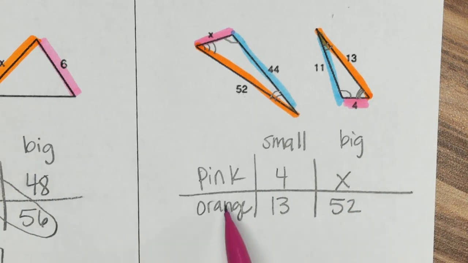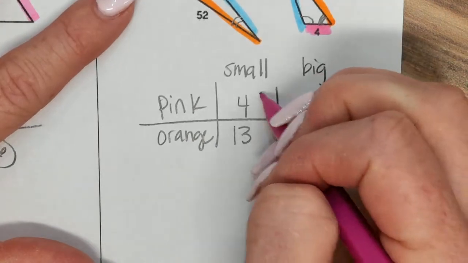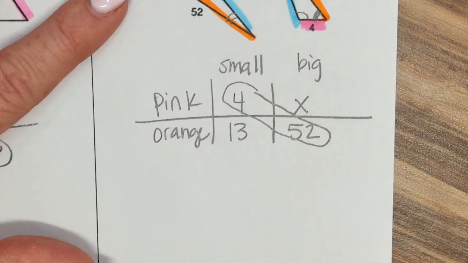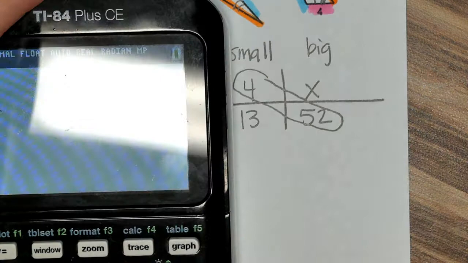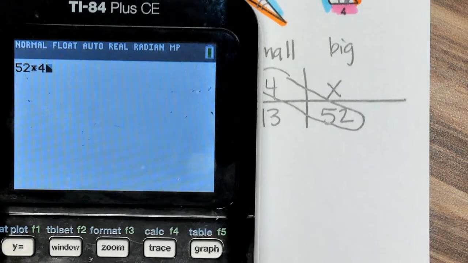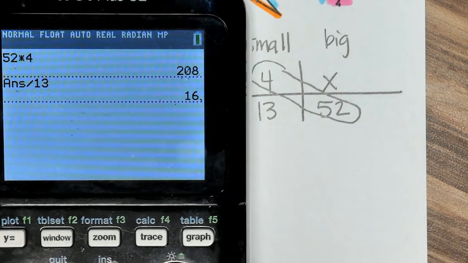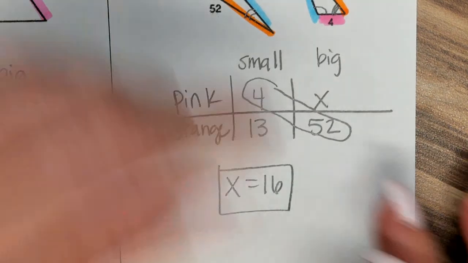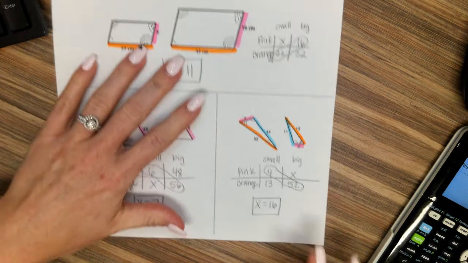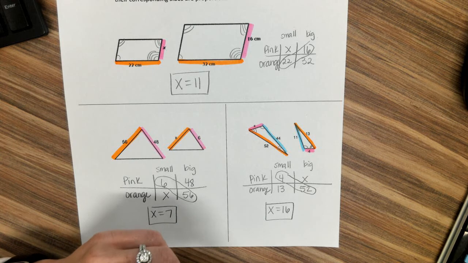Could I have done blue right here instead of orange? And I would get the exact same answer. So I'm going to cross multiply. 52 times 4 divided by the leftover number, which is 13. And I get 16. That is how you solve for a missing side of a proportional figure.